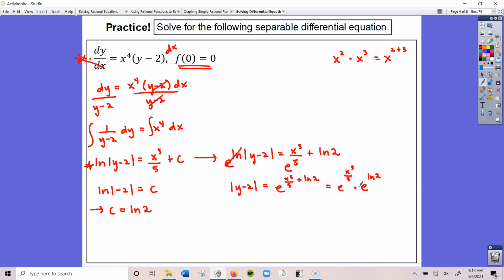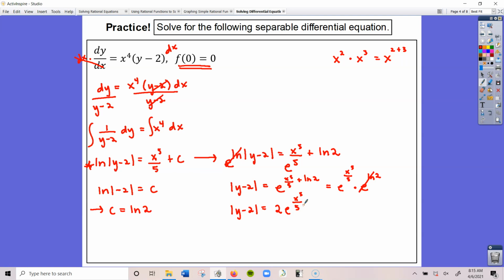Now the whole reason of doing that is since we have ln as part of my exponent, that means that e raised to the ln of 2 is just 2, since e and ln would cancel. So this, the absolute value of y minus 2, is equal to 2e raised to the x to the fifth over 5.